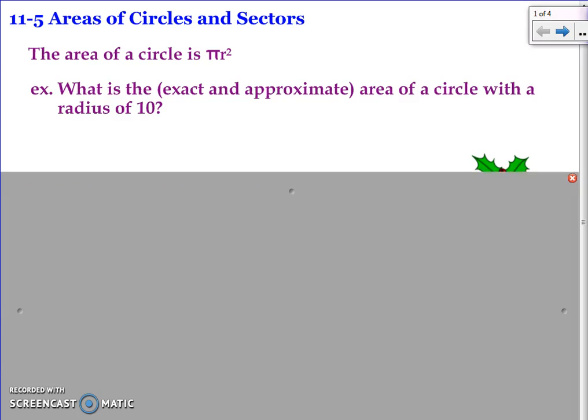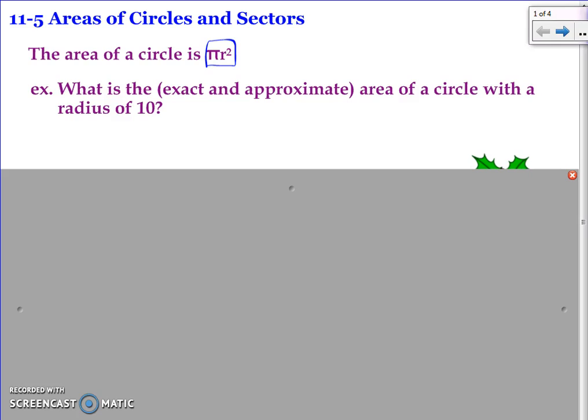Okay, so we are still looking at circles. We were looking at circles in our last section, but now we're looking at area. So area of the whole circle and the area just of a chunk of the circle, which is called a sector, like shaped like a piece of pie or a piece of pizza. So first of all, our first formula is pi r squared, which is going to give you the area of a circle.